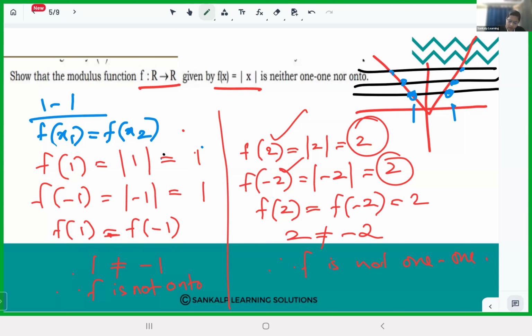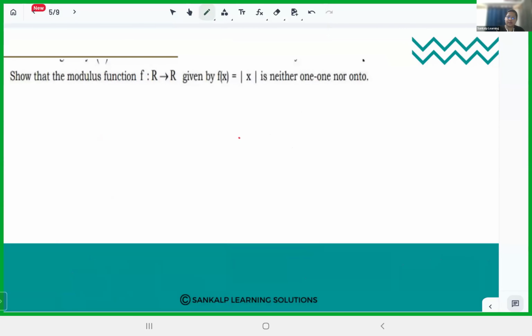Now we are moving on to the second part, that is we have to show that it is not onto. How will you prove that the given function is not onto? First of all, we have to consider an element from the codomain. Then we have to prove that that element does not have a pre-image in R. So here I am going to take an element. Let it be minus 3. Minus 3 definitely belongs to the set of real numbers, right?